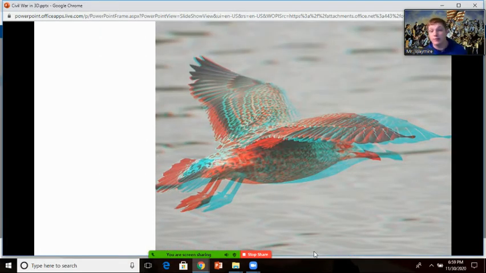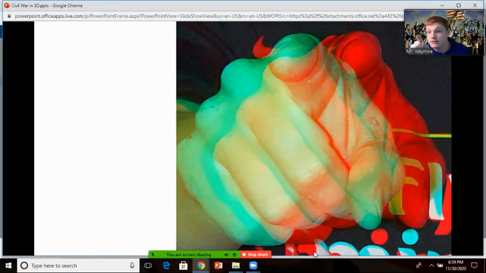Next, we have a bird. The water is far behind the bird with the 3D, the red and the blue. It messes with your eyes, and you see the bird way closer than the water. And the next one is a picture of you as I see you. This is how you all look with your 3D glasses. Just sitting here staring at me. This is me pointing at you.